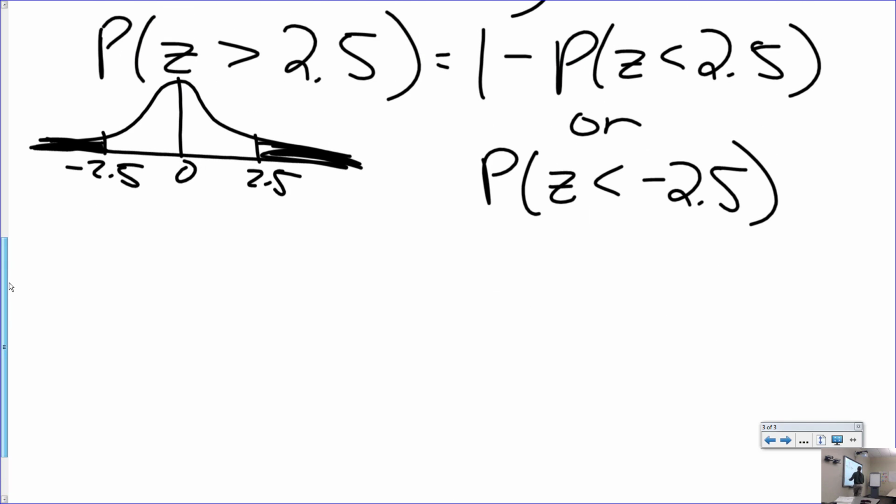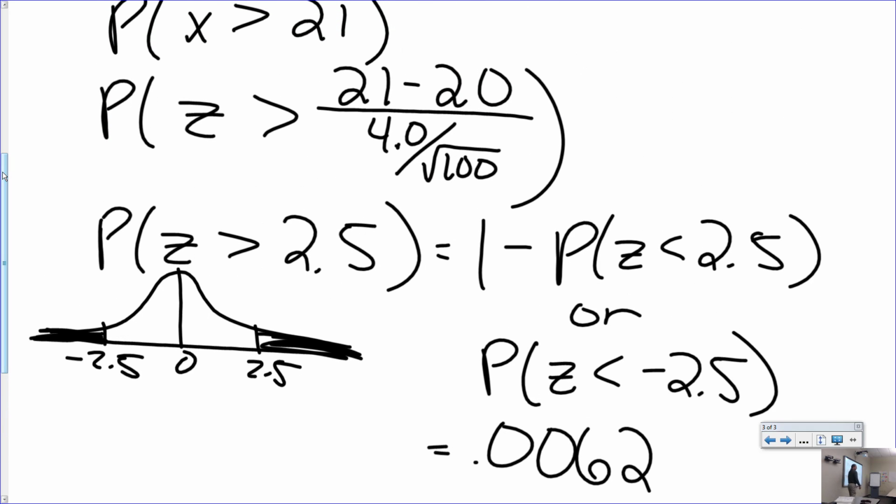So whichever way you did it, what did it turn out to be? 0.0062. So in other words, how likely is this to happen? Not very. It's less than a 1% chance that you grab 100 people and have the average be more than 1 unit more than the actual mean of your overall population.